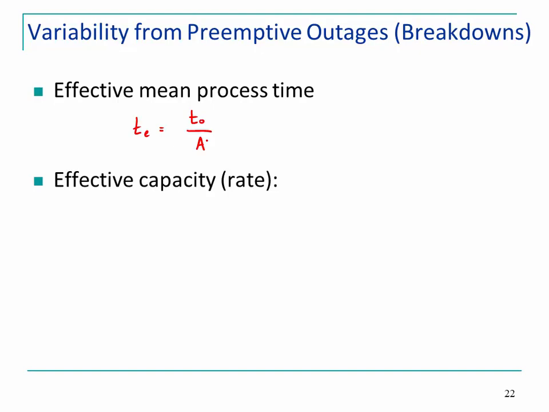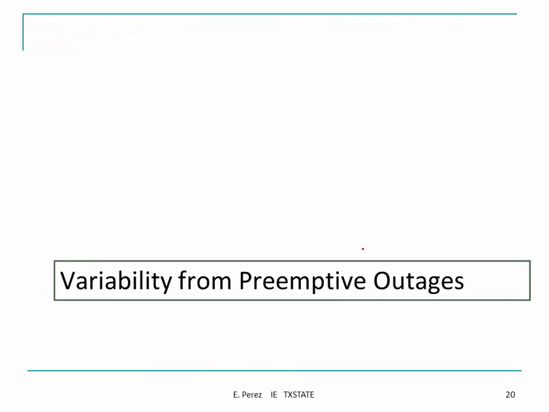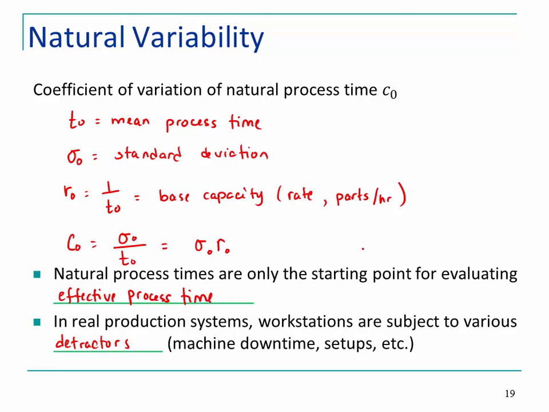And the effective capacity rate, RE, is going to be equal to M divided by TE, and A times M divided by T0, which is going to be equal to the availability times the baseline capacity.